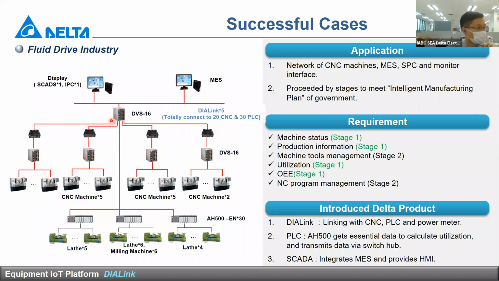And this is another case with CNC machines and milling machines, the mixed type. In this type, it mixes CNC and PLC. For DIALink, we also have the type that can support the CNC and the PLC at the same time.